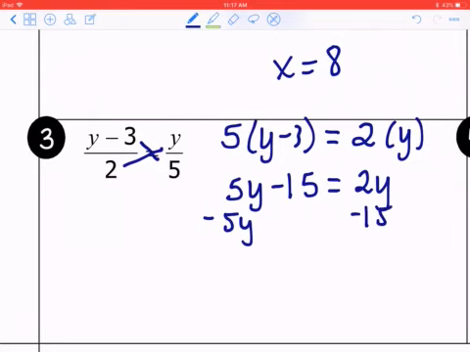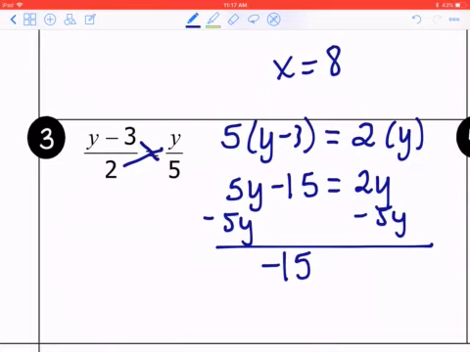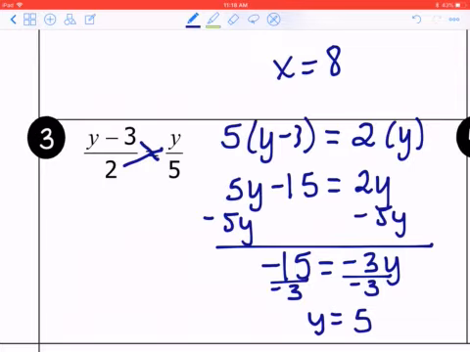So I get variables, getting ahead of myself, subtract 5y on each side. So I have a number on this side, and I get negative 3y on that side. Go ahead and divide by the negative 3. Write my y first, and y equals 5. Okay.